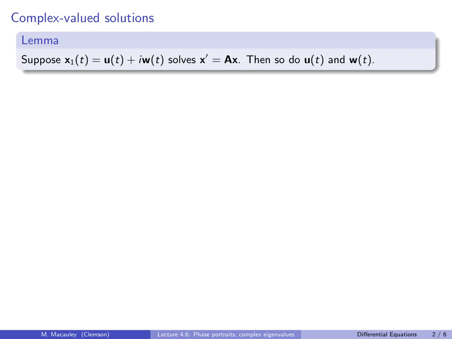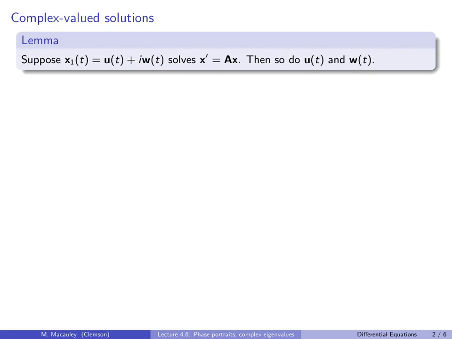Okay, I want to start with a lemma. The word lemma means mini theorem, so it's a neat little result that's going to be useful in the remainder of this lecture. Suppose we have a homogeneous system, x prime equals Ax, and a complex-valued solution x1, and let's write this as its real part, u, and its imaginary part, i times w.